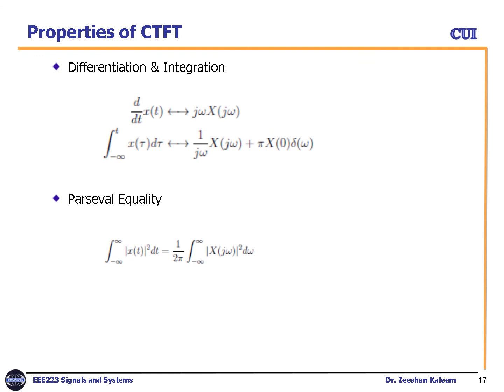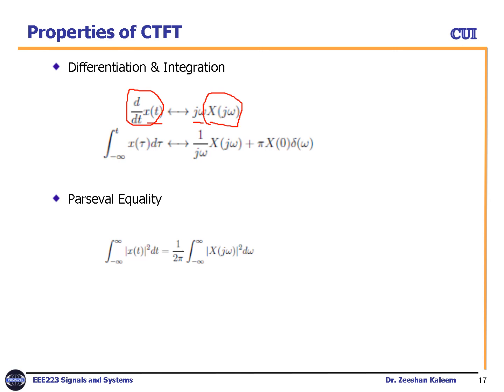The other property is differentiation and integration. These properties can be used whenever required. For example, you have an x of t time domain signal and you differentiate it. The differentiation operation in the frequency domain is just the multiplication of j omega with X of j omega, which makes differentiation easier. Whenever there is difficulty in solving a differentiation, you can convert x of t into the Fourier domain and then just multiply with j omega. So the operation is similar to differentiation.